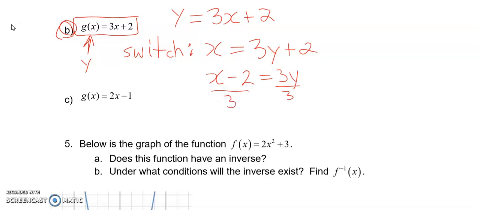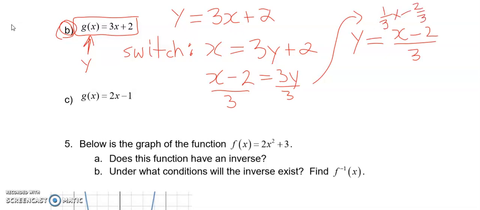And of course, you can put the y now over on the left side. That's no problem. You don't have to worry about changing the signs. And you can leave it as x minus 2 over 3 if you like. That's your inverse. Or you could even break it up into two pieces. You could call that, for example, 1/3 x minus 2 over 3. Either way is fine. It doesn't really matter.